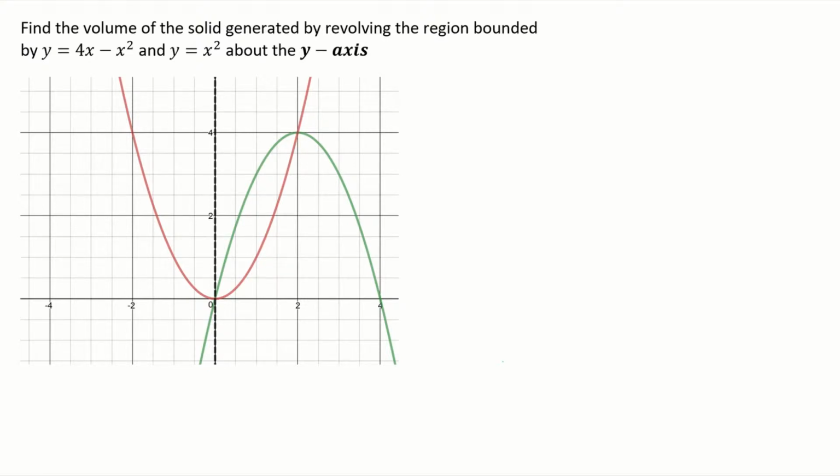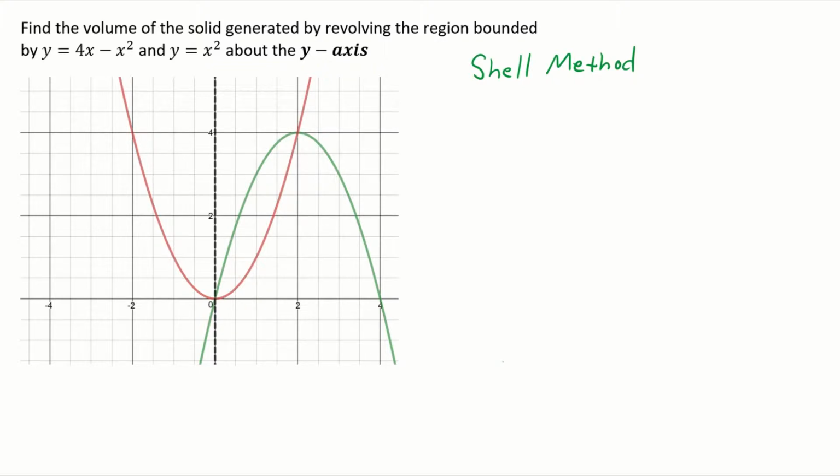Hello, in this video we're going to look at finding the volume of a solid generated by revolving a curve around an axis of rotation. Except this time we're going to look at something called the shell method. We looked at the disk method and washer method, and the shell method is a third way to find these volumes by revolution.